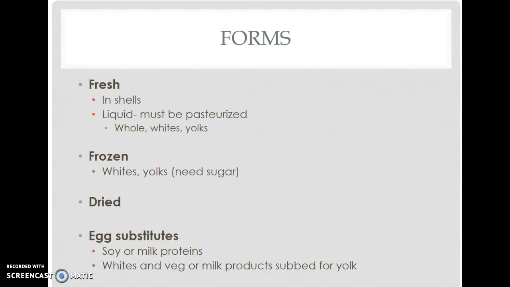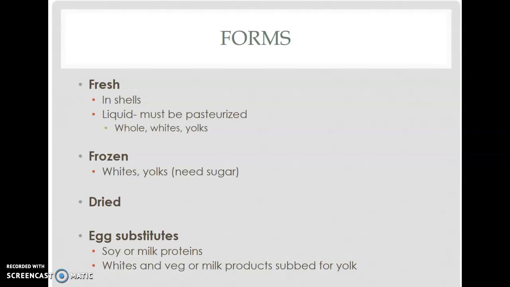There's many different forms of eggs. You could definitely get them fresh in their shells, but you could also get them fresh in a liquid form. But if they are liquid, then they need to be pasteurized. You could get them in the whole form, although most times you're going to have to get those from a purveyor. Ones that you'll get at the grocery store are those egg substitutes that we'll talk about down below. You could get just your egg whites, and those are readily available, but egg yolks on their own are typically only found through your food purveyors.